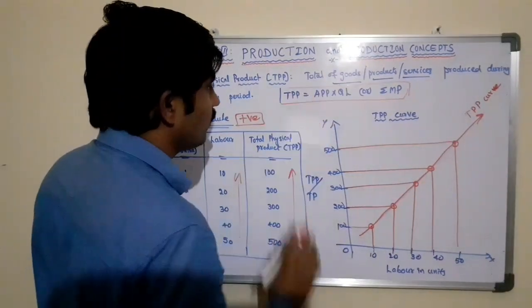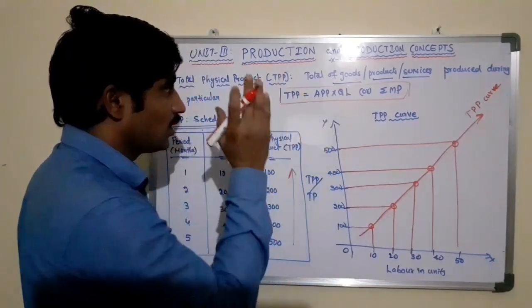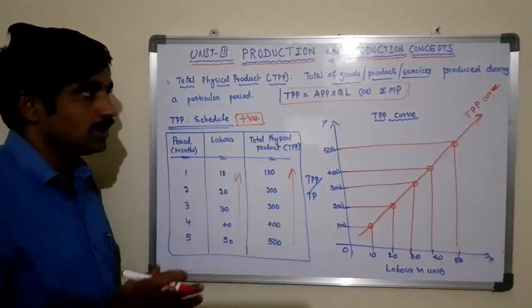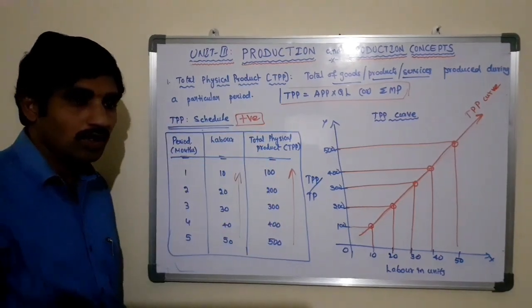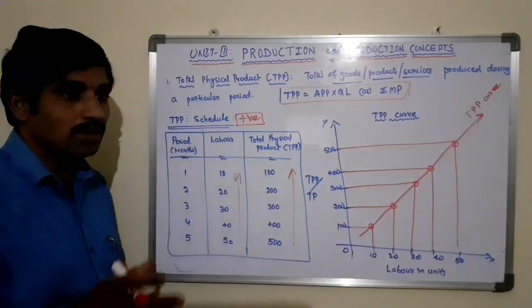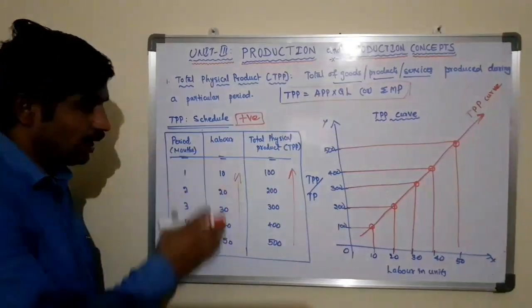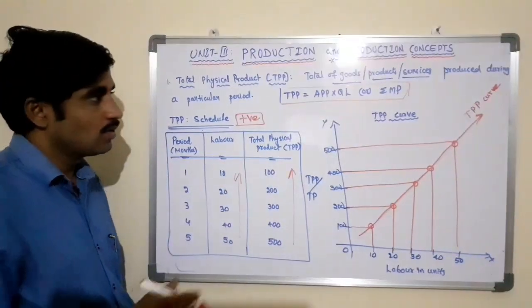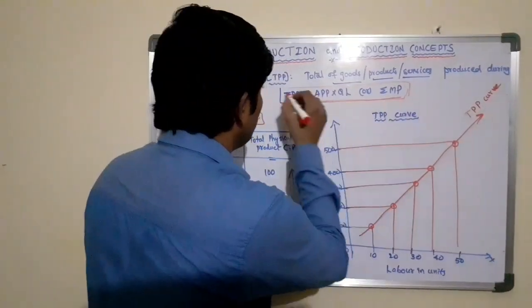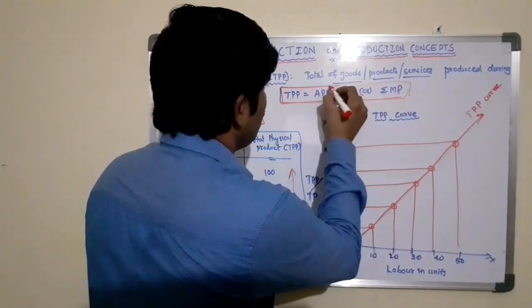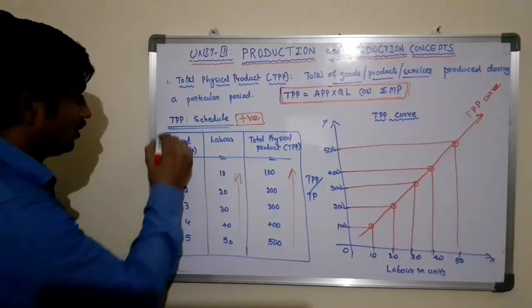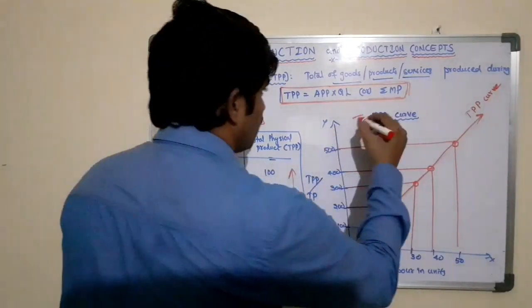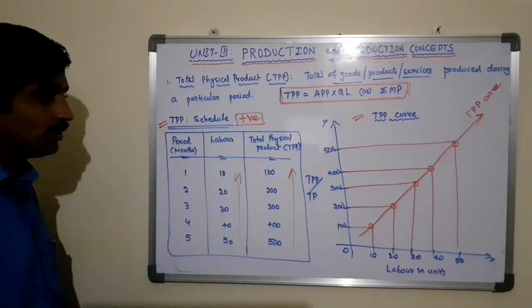What is the definition of total product? It is the total of the product or the services or the goods that are produced by the producer or organization during a particular period by using the available resources. So it is denoted by TPP equal to APP into quantity of labor, or summation of marginal production. This is a schedule and it is the curve of total production.